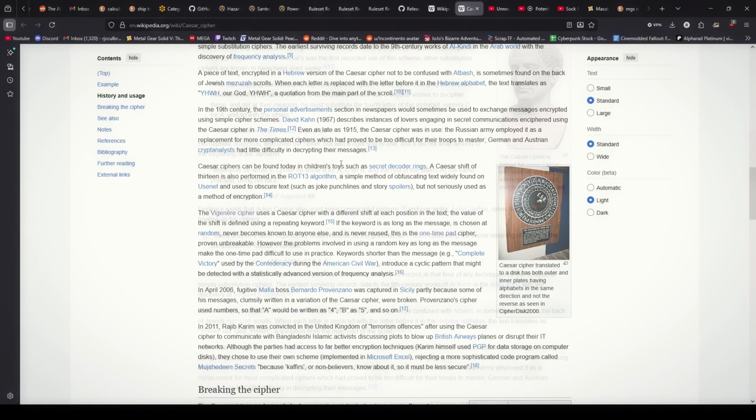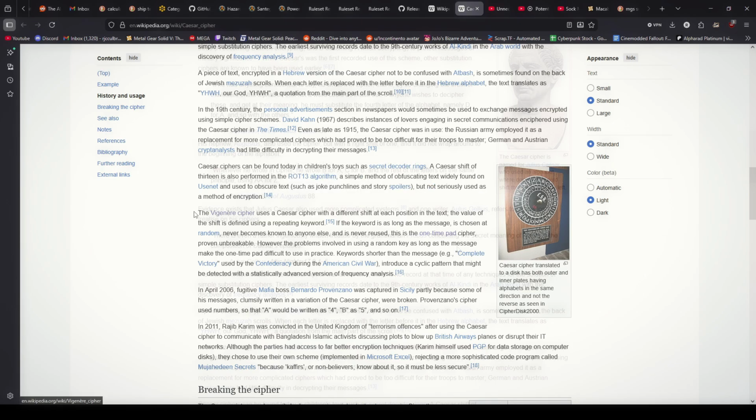Caesar ciphers can be found today in children's toys such as secret decoder rings. A Caesar shift of 13 is also performed in the ROT13 algorithm, a simple method of obfuscating text widely found on Usenet and used to obscure text such as joke punchlines and story spoilers, but not seriously used as a method of encryption.